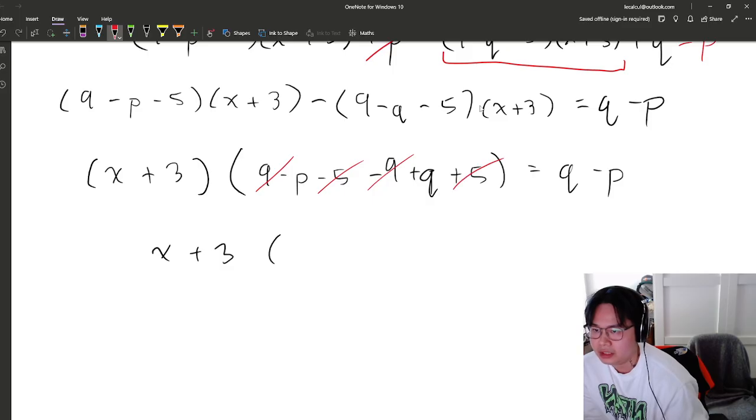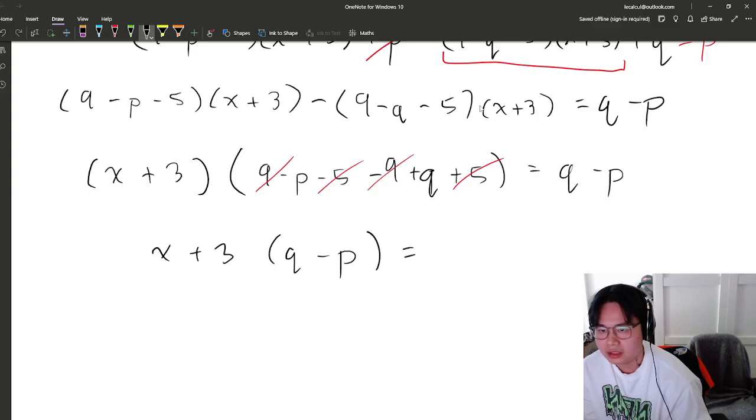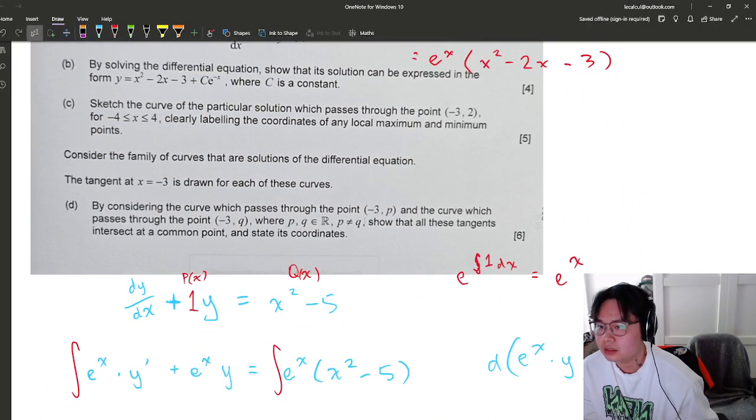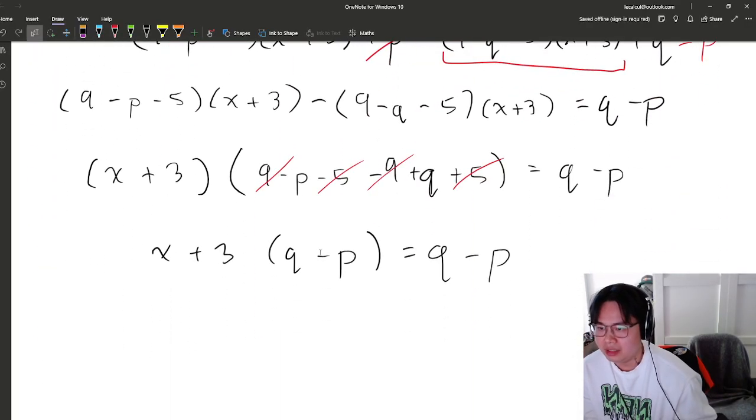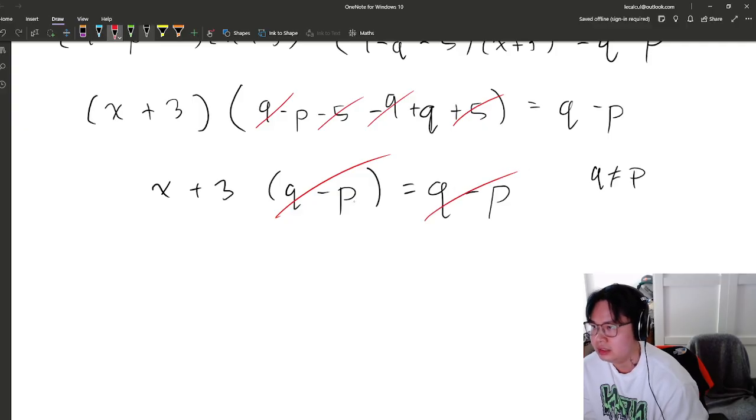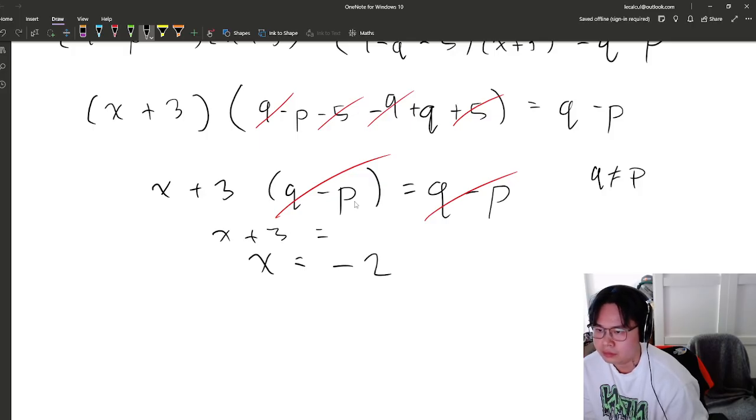Nine, 5q minus p. I think I'm heading somewhere. q and p are not the same value, right? Yeah, q and p are not the same value. That means that this is not 0. So we can just divide, cancel these guys out. So x is -2, right? Cool.